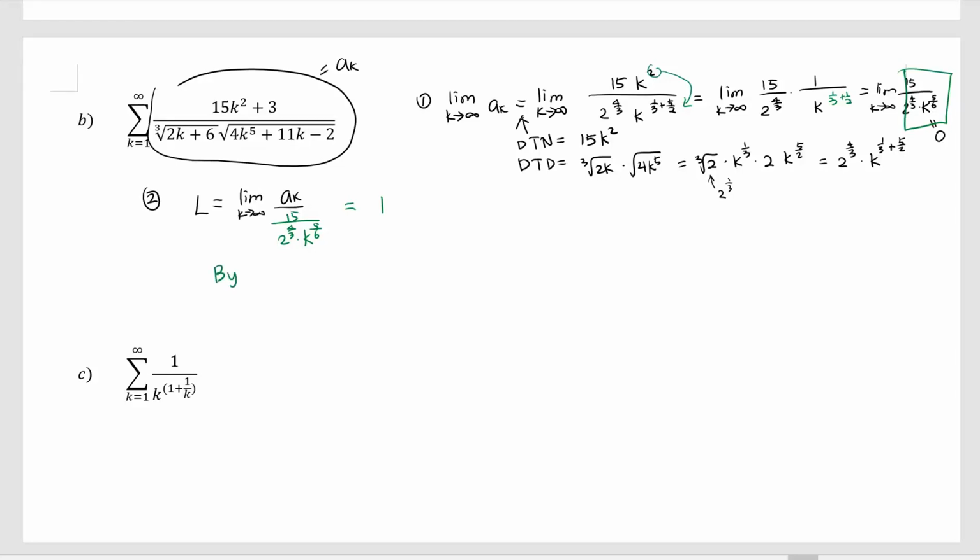So now we can say by the p test, our p series, you can see the p is 5/6, which is less than 1, so this diverges. Okay, so we can say by the limit comparison test, our series a sub k also diverges. Okay, do you have the same answer?